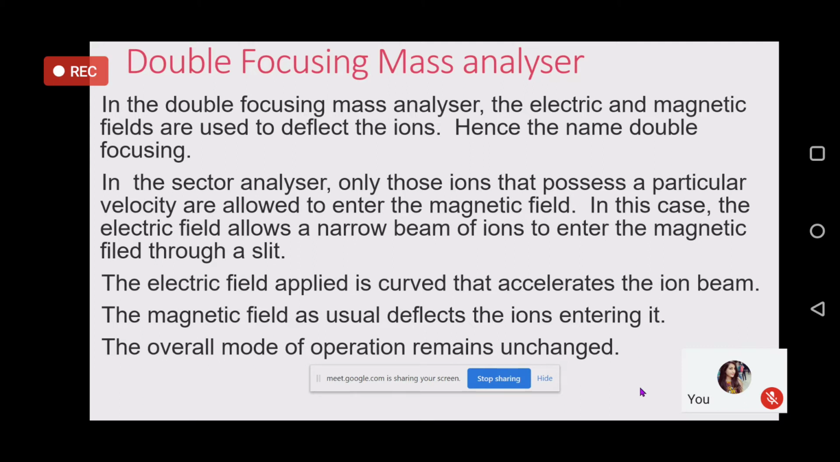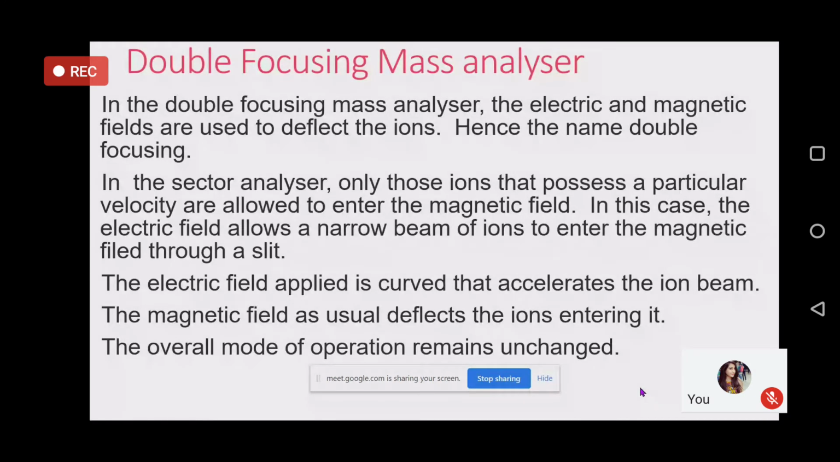And in such situations or in such cases, it is necessary to focus with respect to velocity and necessary to focus with respect to mass. And that's why it is called double focusing. One device focuses the beam with respect to velocity. The second device focuses the beam with respect to mass. Because both have been taken care of, the two variables involved, the mass and the velocity, you call it a double focusing sector analyzer.